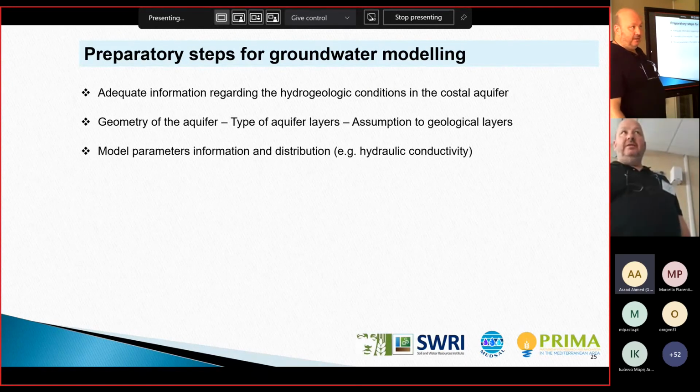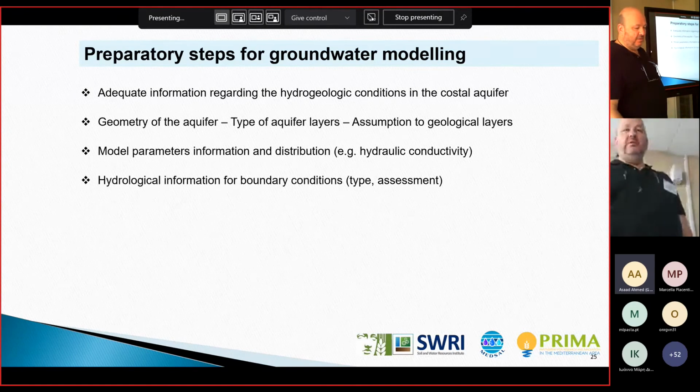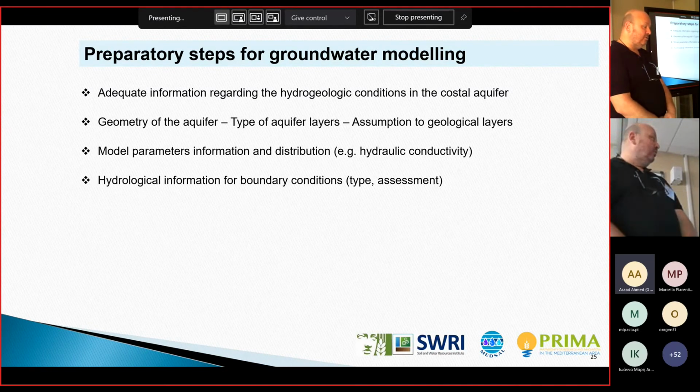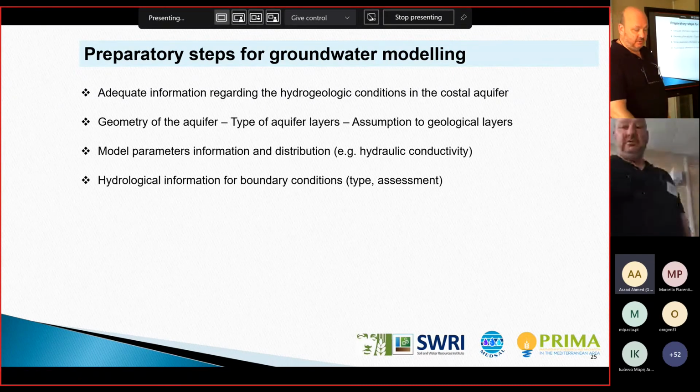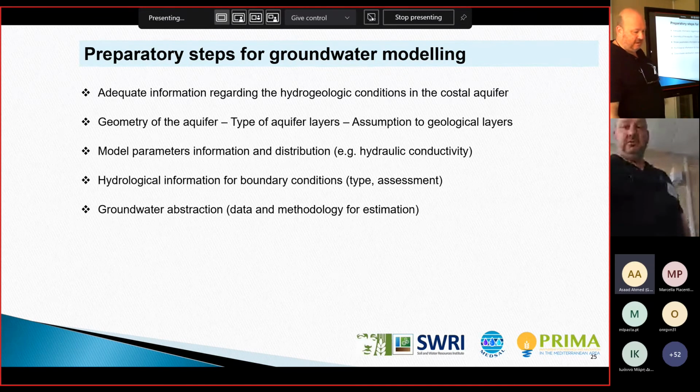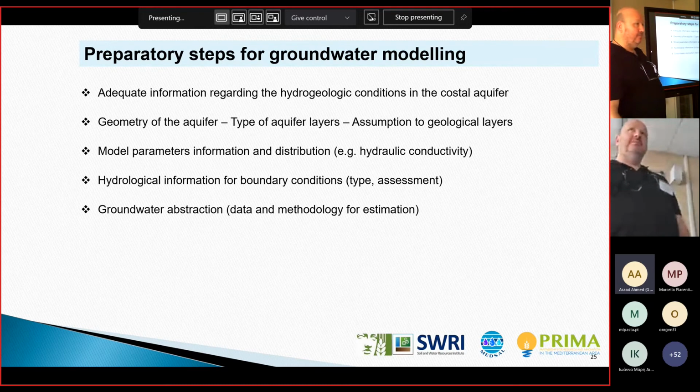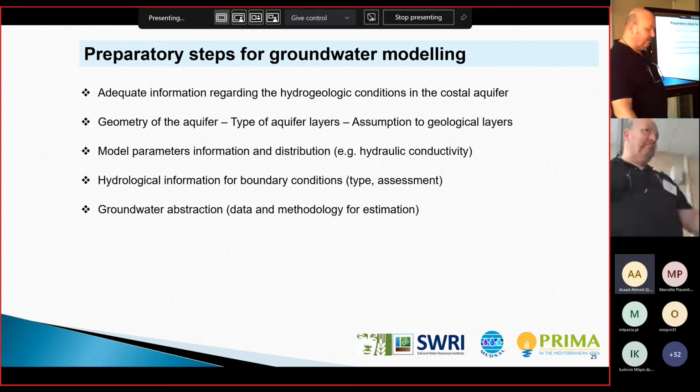Also, we need information related to model parameters, for example, hydraulic conductivity and how they are distributed spatially in the aquifer. We need hydrological information for the boundary condition: what type of boundary condition we're going to use, and how we are going to assess the values of this boundary condition. This is also quite critical and difficult in cases. We need data and the methodology for the estimation of groundwater abstraction, which in many cases is a quite important water balance parameter for the model.